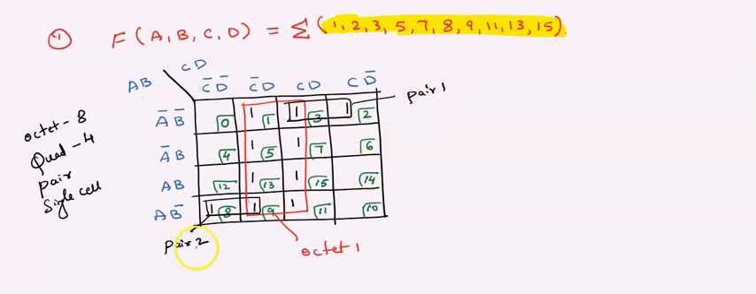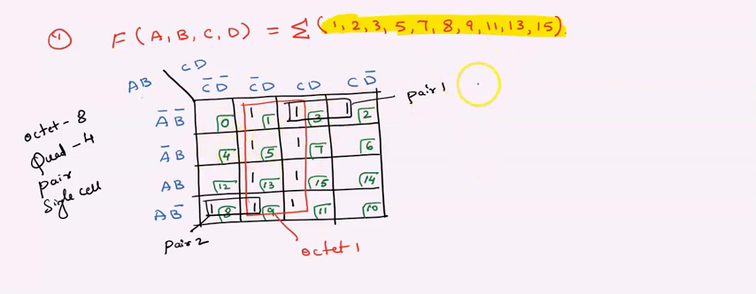So I got pair 1 and I got pair 2. Now I have to simplify this. I have to reduce this. So how to reduce? Already we have done the marking, the mapping, and the grouping, and now we have to reduce it and then find the output. Let me reduce it here.